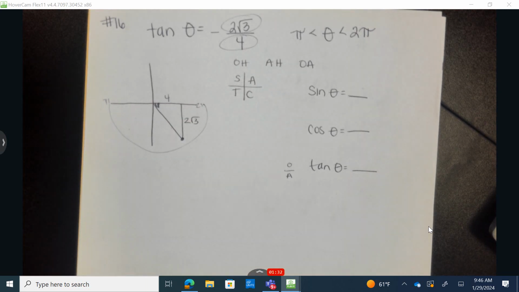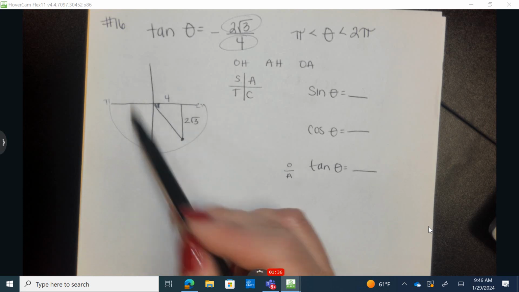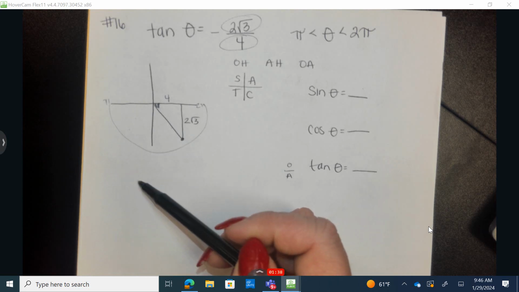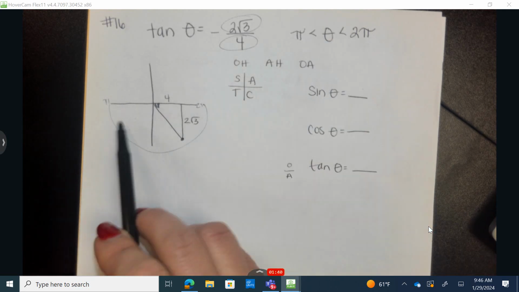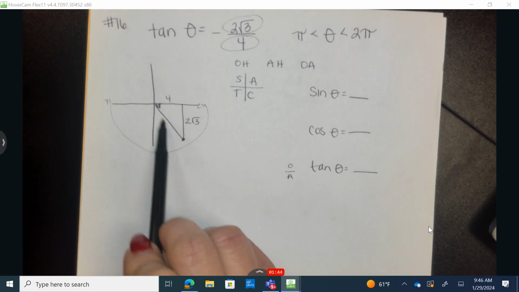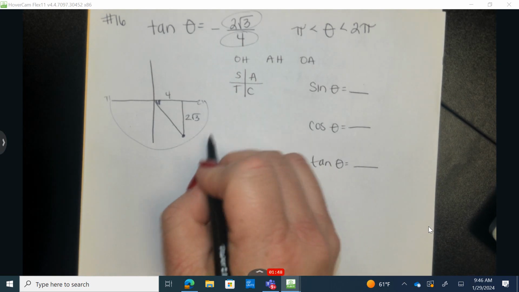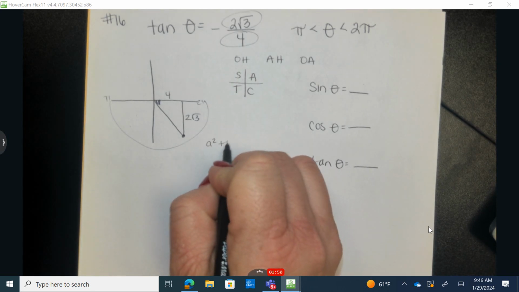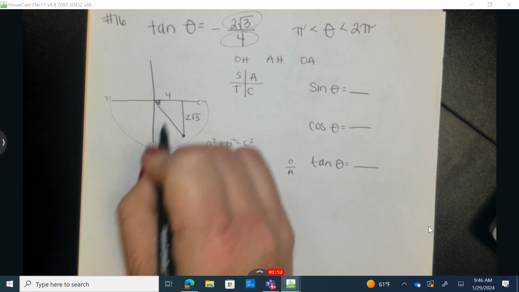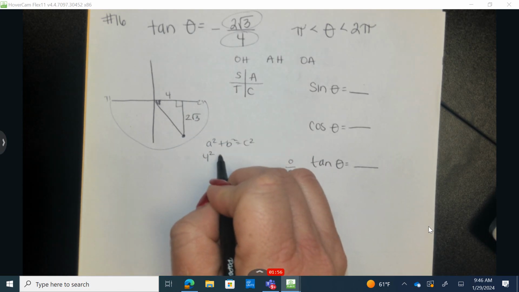Now, many students go, but where do I put this negative sign? The negative sign just helps us to locate which quadrant we're going to find this angle in. And so we can see again, that's why we chose quadrant 4. Now I need to figure out what is this hypotenuse. So to do that, I'm going to use a squared plus b squared equals c squared. So these are the two legs. It doesn't matter which one is my a and which one is my b.